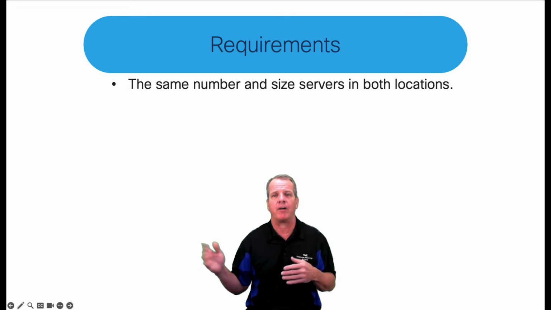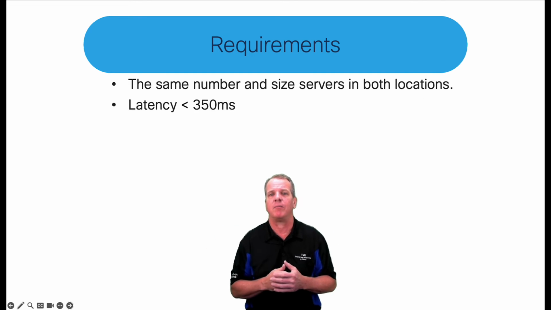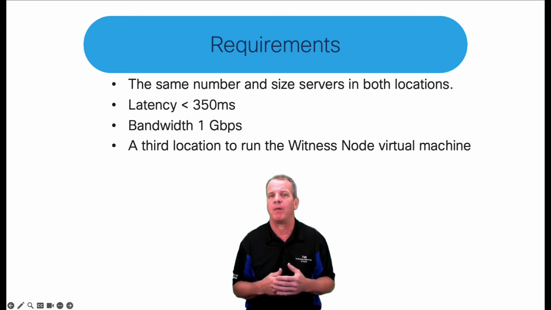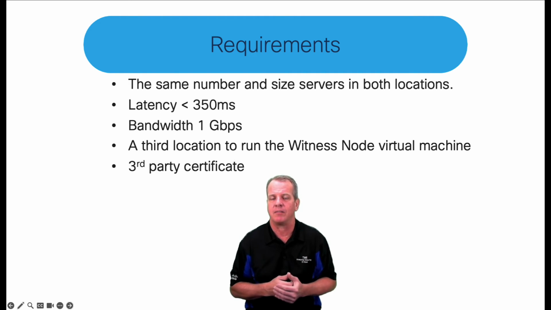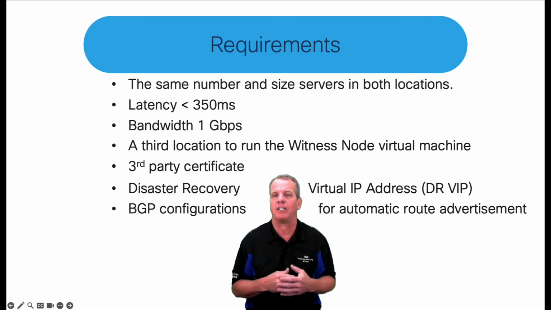As a quick rundown of the requirements, we'll need the same number and size of servers in both the primary and secondary locations. Latency needs to be under 350 milliseconds and bandwidth needs to be 1 gigabit or higher. A 3rd location to run a small VM acting as a witness node is also needed, as well as third-party certificates. We'll also need a DRVIP as well as BGP configurations for automatic route advertisement.